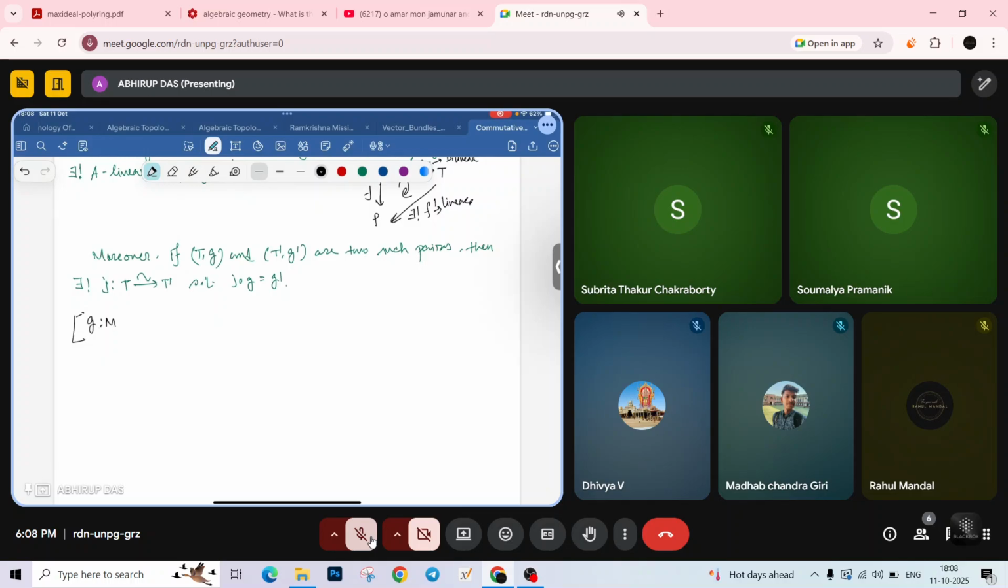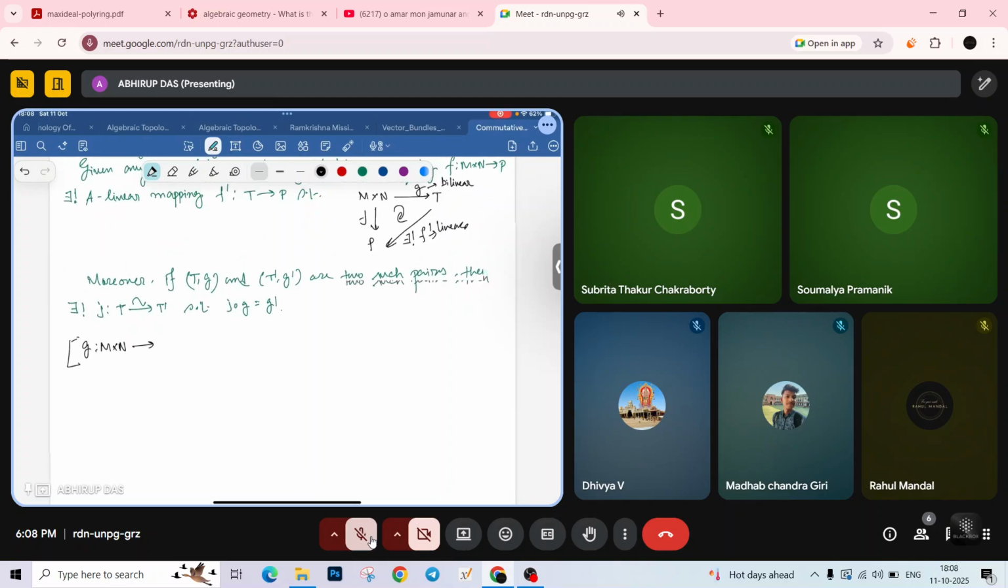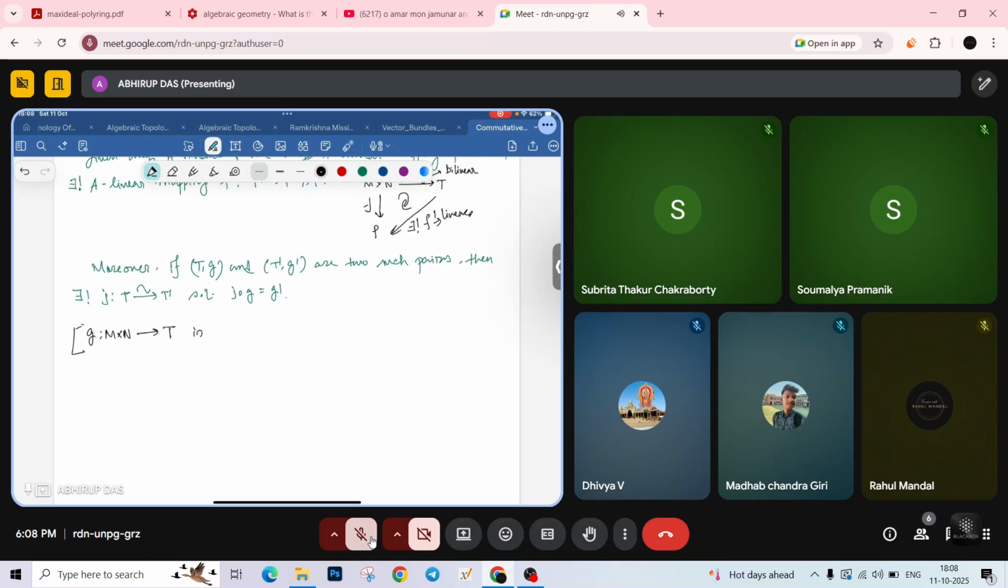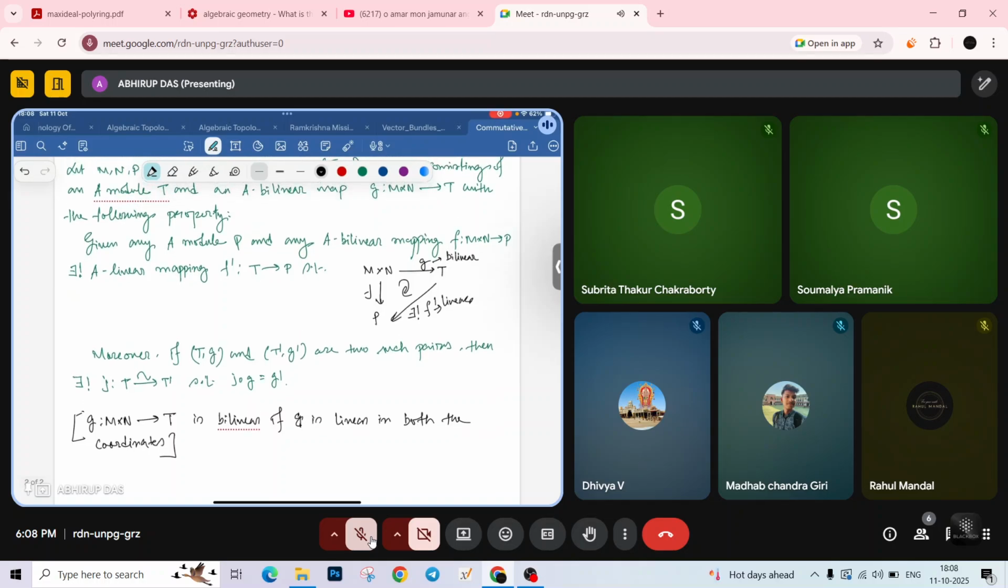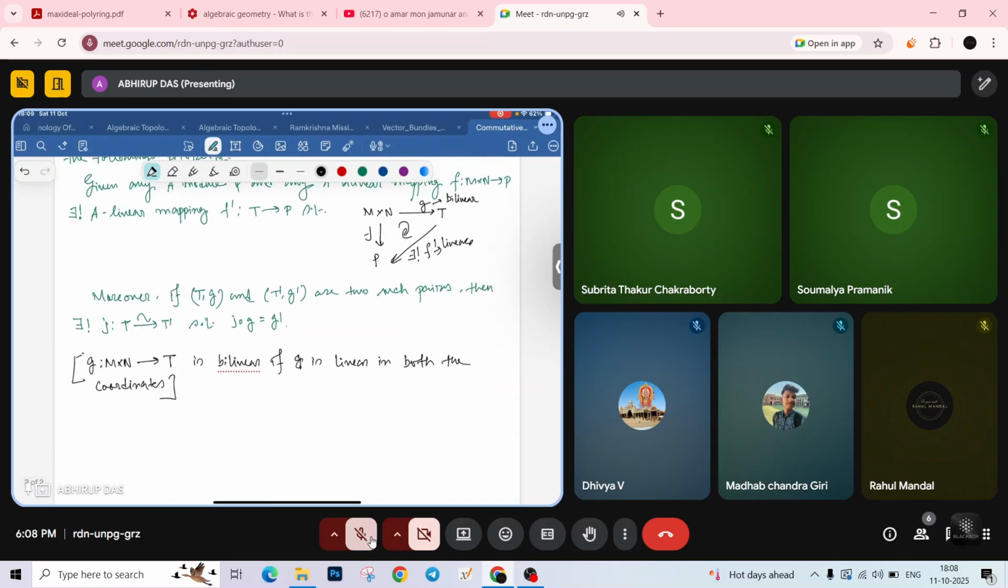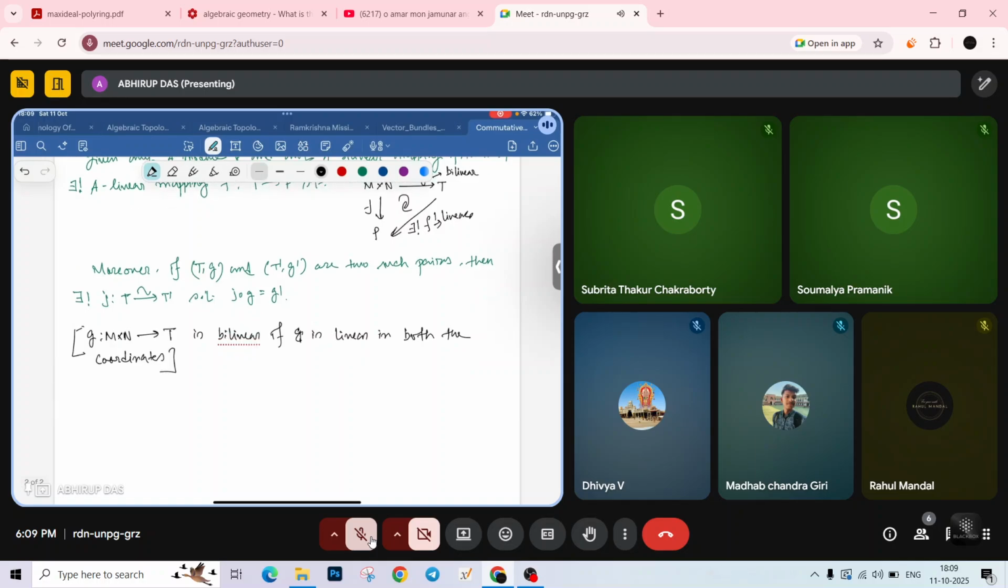So G is bilinear if G is linear in both the coordinates. Is that clear? Yeah, yeah, it is clear. It has to be in both the coordinates. Okay, linear.